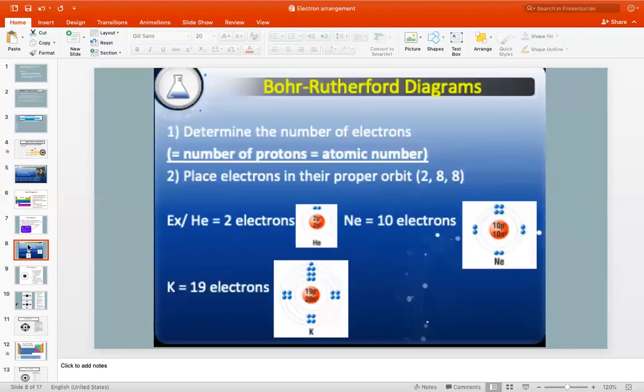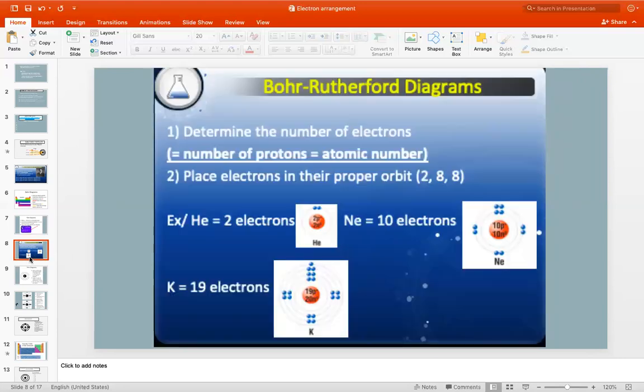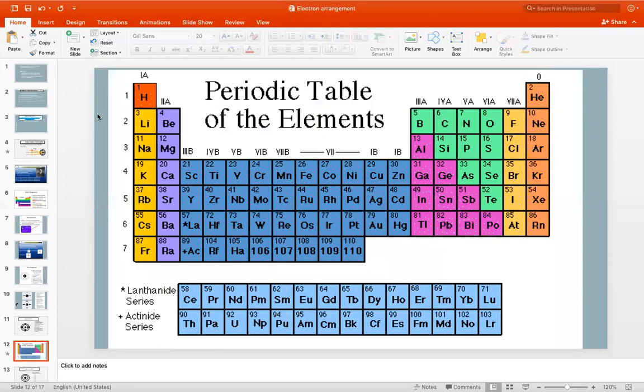Okay, so you just check the symbol. Carbon, C, so the atomic number, the number written at the top, is 6. It means it will have 6 electrons. So let's check helium. So let's go to He. Where is He? He is here, helium. So the number at the top is 2, the number of electrons is 2. Okay, that's how we can check.